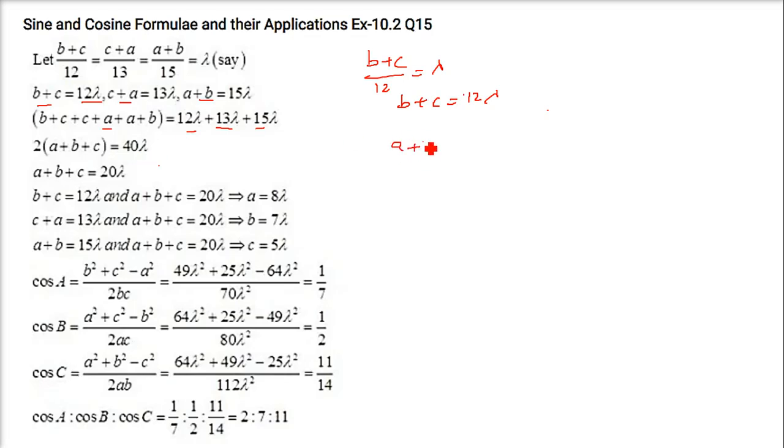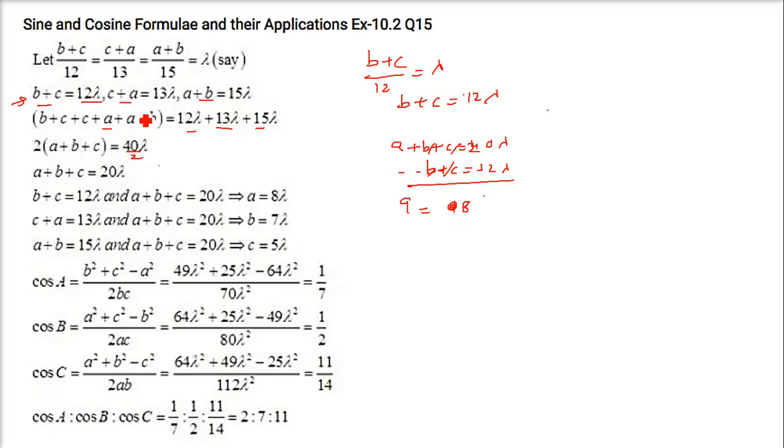So we have a plus b plus c as 40 lambda, and take this equation, b plus c is equal to 12 lambda. Now subtract them, this minus and this minus. So a will remain, b and c will go. 40 minus 12... okay, this is 20, because we have divided it by 2. So 20 minus 12 is 8. So now a is 8.